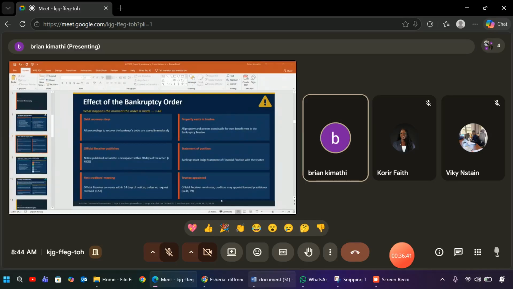And there is actually a form for this. Ukienda huko kwa hizo forms tulipitia, is a form that you fill for you to have a creditors meeting. Then the property vests in the trustee. All property and powers accessible for own benefit vested in the bankruptcy trustee. So the official receiver anakuwa kama amekuwa an interim shareholder, ni kama amekuwa interim executor.